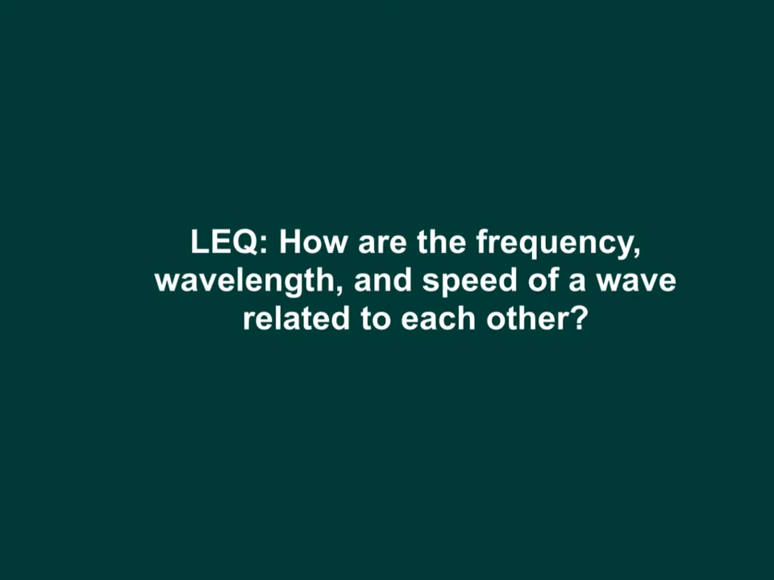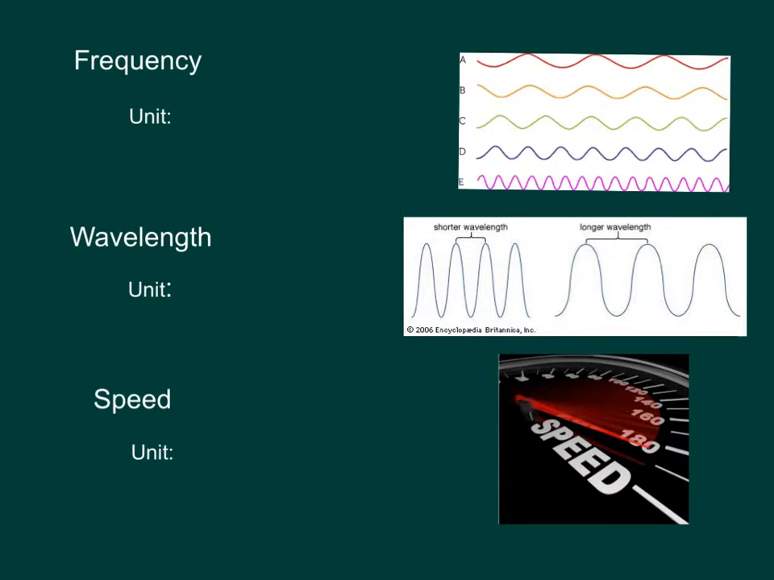Today we're going to be exploring the essential question: how are the frequency, wavelength, and speed of a wave related to each other? First, let's look at frequency. As you'll remember in your notes, frequency is defined as the number of cycles that are completed every second.